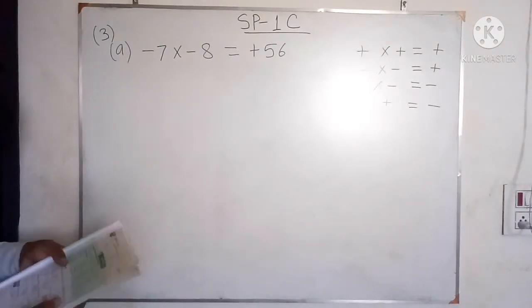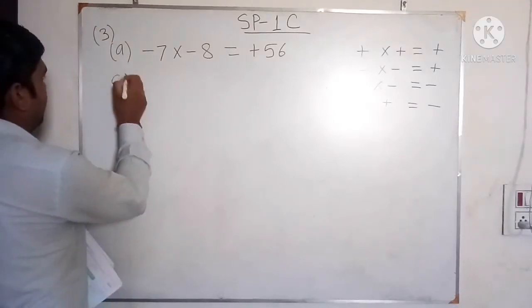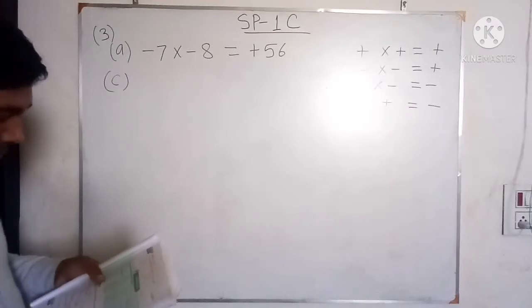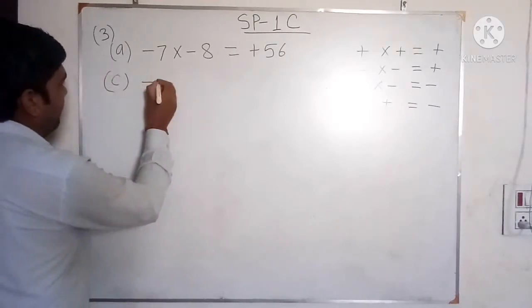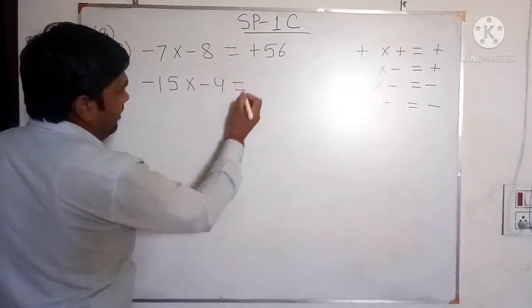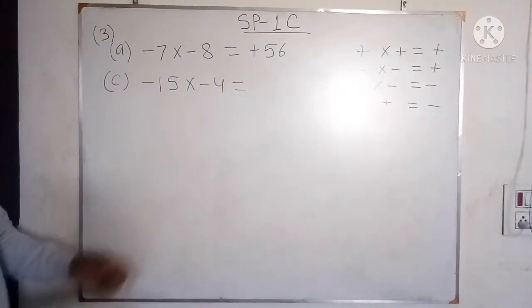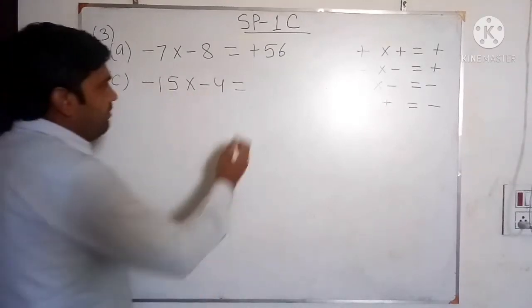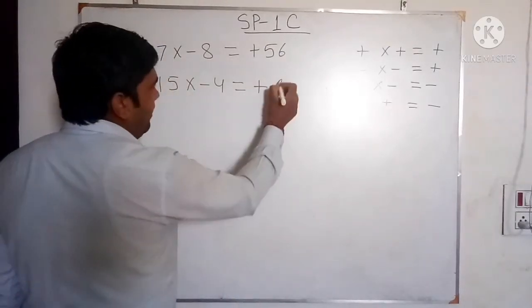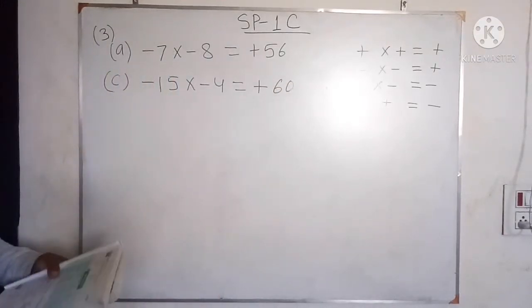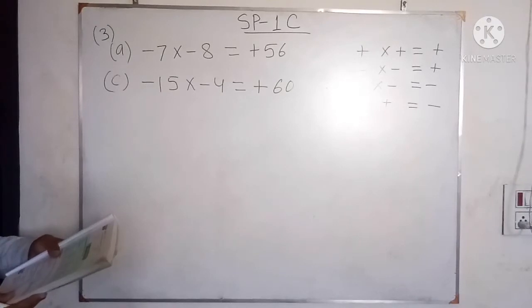Next question, 3c. In the third c, minus 15 multiply minus 4. First of all we multiply the sign, minus minus plus. So the product of two negative signs will give the positive plus, and 15 fours are 60. So the answer will be what? Plus 60. Okay. Now we move to the next question.